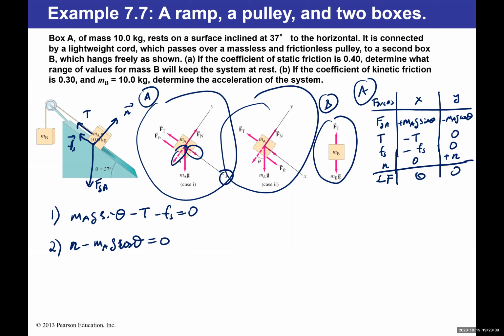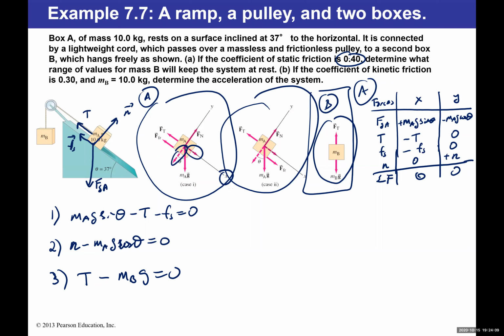Now, system B, which is this guy over here, gives me just one equation. Because if it's in equilibrium, that means that tension minus m_B g equals 0. Basically, this is what I get. All right. Remember, our goal for part A is that if the coefficient of friction is 0.4, determine what range of values of mass for B will keep it in equilibrium. That means we want to find m_B.